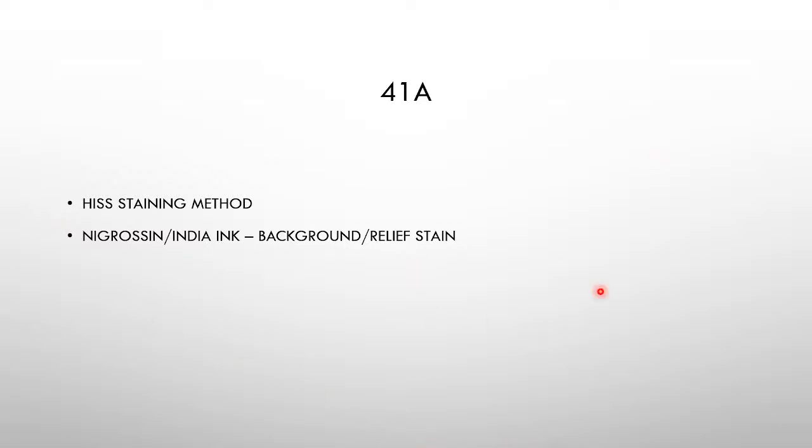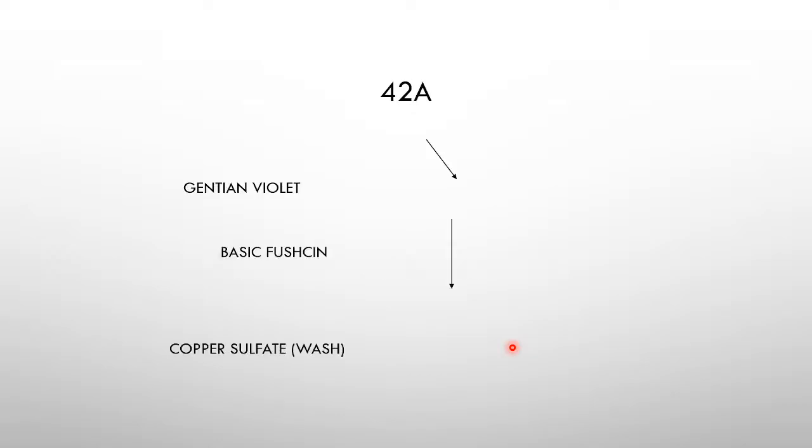Now let's move on to the agents used for this staining. It's very easy. I made it easier for you to remember. We're going to start with gentian violet, then basic fuchsin, and then a copper sulfate wash. There is some step in between, but I made it look like this because you need to remember it similar to gram staining, with some additional steps in between.